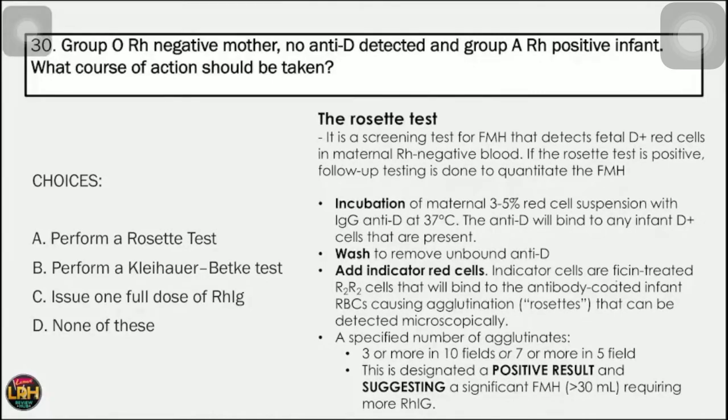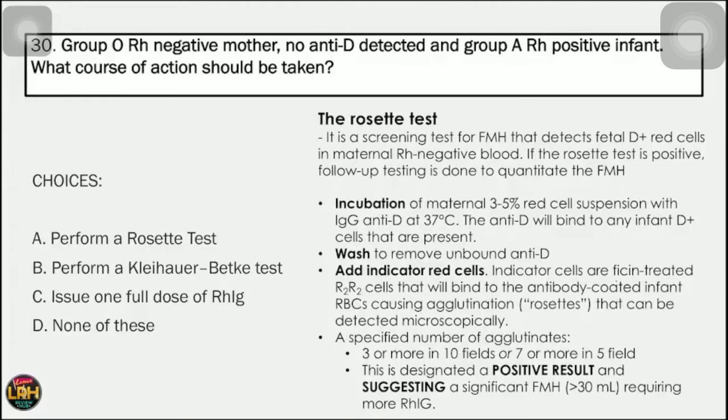So, for the Rosette test, we do incubation of the maternal red cell with the IgG anti-D at 37 degrees centigrade. This is followed by the removal of unbound anti-D, the addition of indicator red cells, and later on, in case of presence of FMH, we could observe the agglutination or forming of rosettes microscopically. A positive test for the Rosette test would be indicated with 3 or more rosettes in 10 fields or 7 or more in 5 fields.